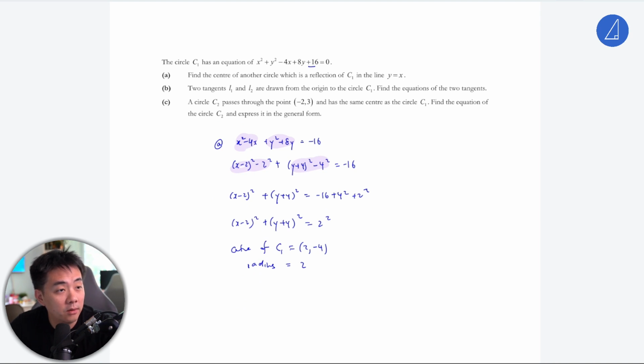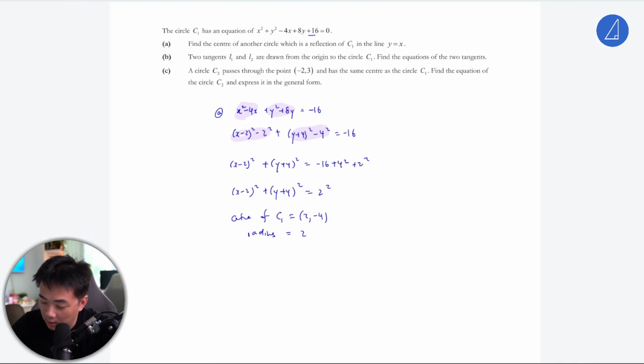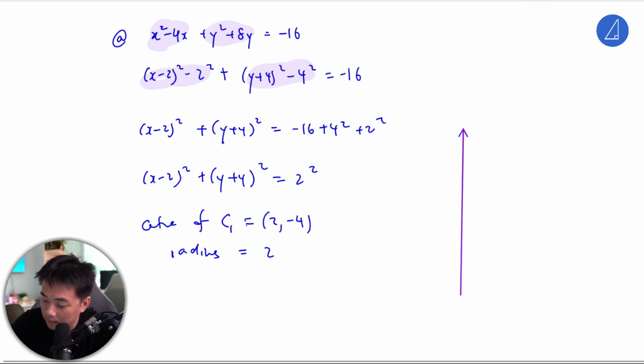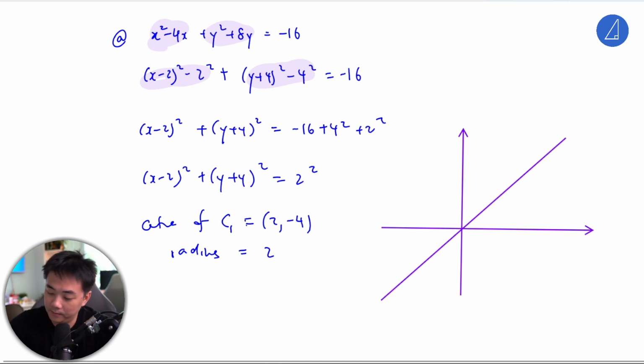Find the center of another circle, which is the reflection about the line y equals x. Okay, so now if we talk about the reflection about this line here, this is the y equals x line. This is interesting because say I have got the point 2, negative 4. It will be roughly here, 2, negative 4.